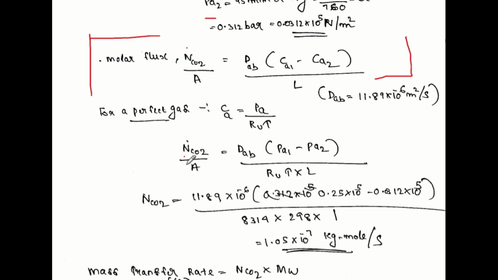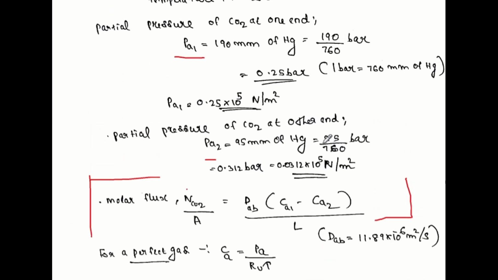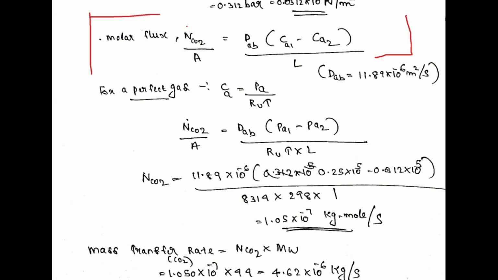if we find NCO2 by A, I am not multiplying with the area term, where I haven't written the area, but you can find the area. This area is pi d square by 4. If it is NCO2 by A, it means it is molar flux. So we have to find the molar flow rate in order to find the mass flow rate, so I cannot put the A. This A will be multiplied on this side. I forgot to write that.